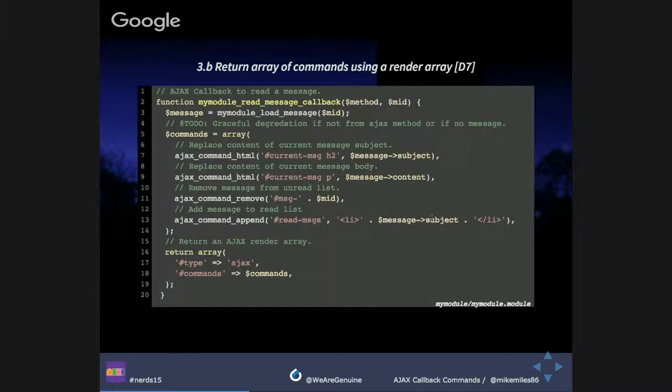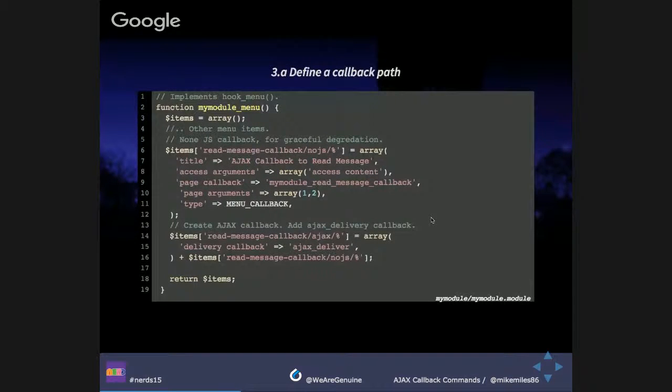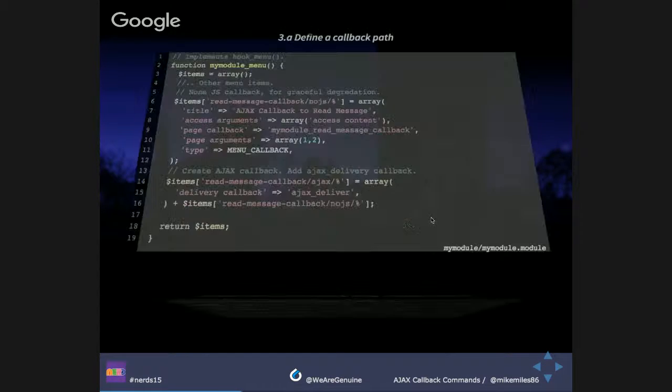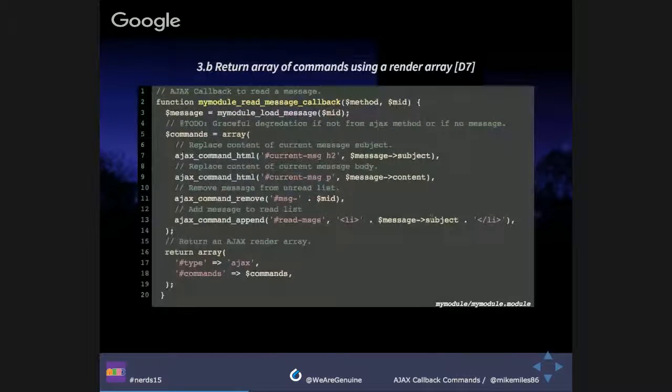And then finally, step 3b, I have to return an array of commands using a render array. So here I have my callback function, my module read message callback, which I've defined in my menu path here, read message callback. In this function, I am getting my message with the argument that's passed, and then I'm building an associative array of commands on line 5 through 14. And I'm just using the core commands provided by Drupal.